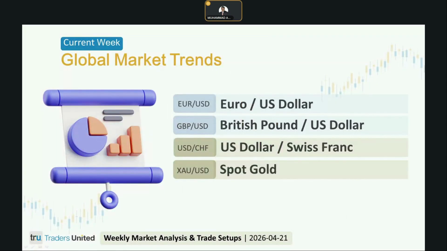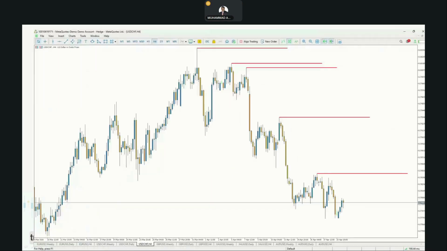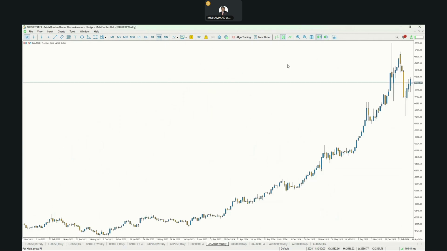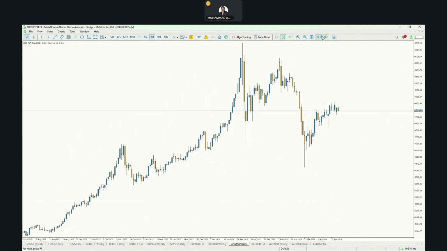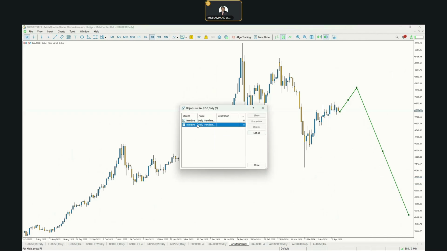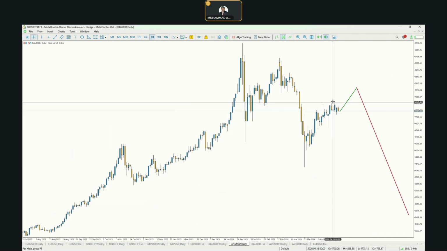Next, let us discuss spot gold. As far as gold is concerned, the weekly time frame obviously looks bullish. In the daily time frame, we got this drop, a three wave to the downside. So it looks quite possible that the market wants to go up first and then expect further weakness in the price action of spot gold. So for the time being, gold looks a bit sideways and then expect further weakness in price action.